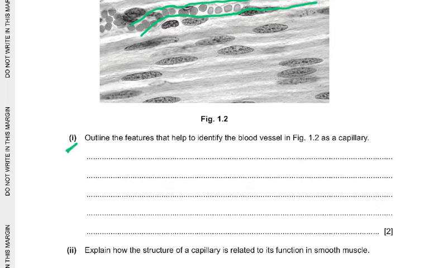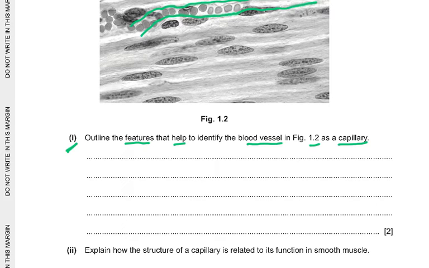Part 1 of the question says outline the features that help to identify the blood vessel in figure 1.2 as a capillary. Basically, it's very simple. The wall of the capillary is 1 cell thick. You can't say the capillary is 1 cell thick. This is another mistake that you write. The wall of the capillary is 1 cell thick, not the capillary by itself. So the wall of the capillary is one layer or 1 cell thick.